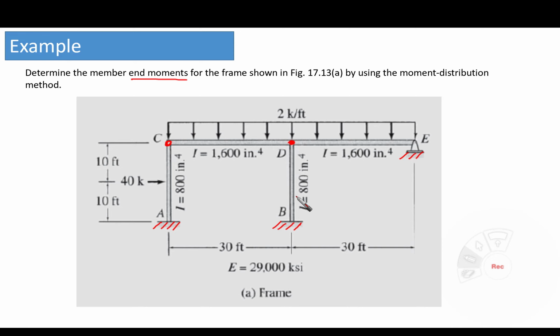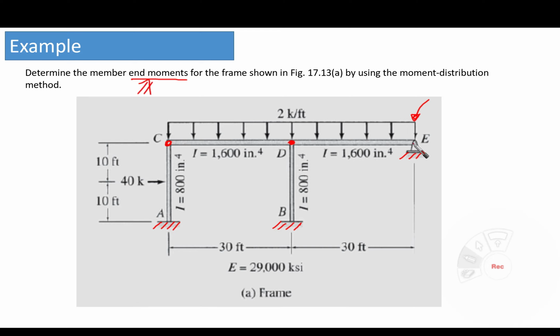Joint B is fixed also, the same, it's not allowed to rotate. Joint E is allowed to rotate, and the moment here is 0. So actually no need to treat it as a joint where we need to know the moment, because remember that the final goal for us is to obtain the final or the member end moment.